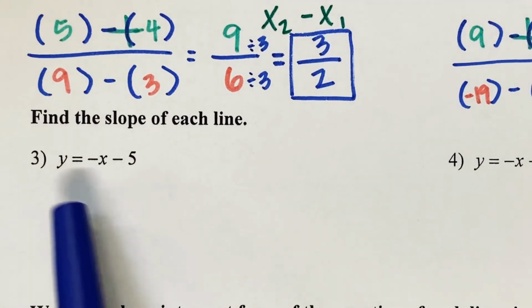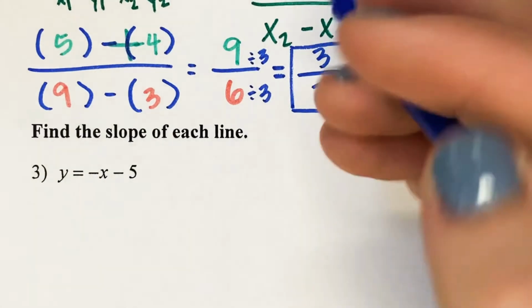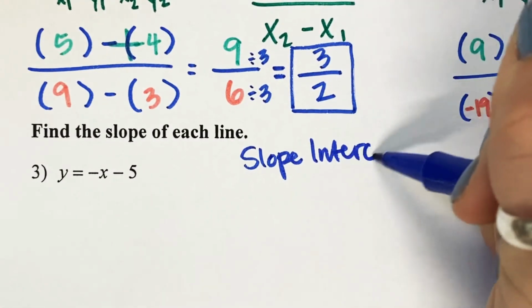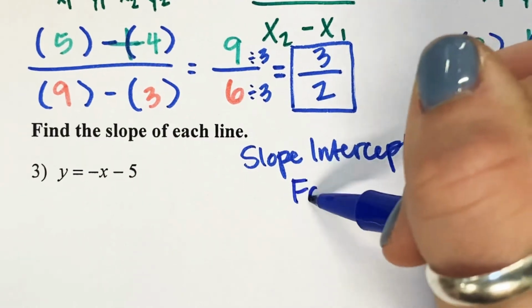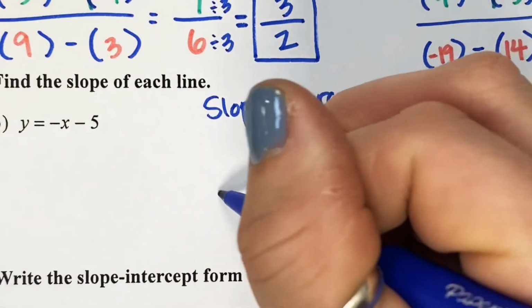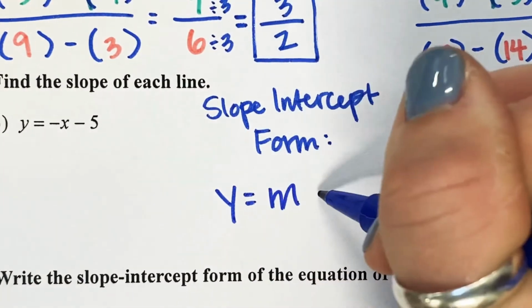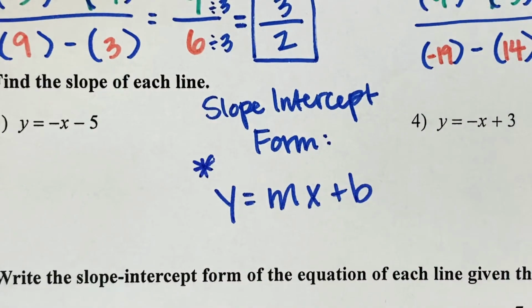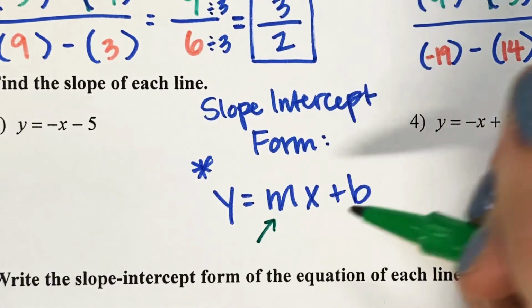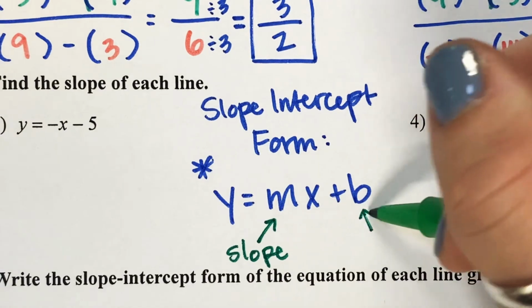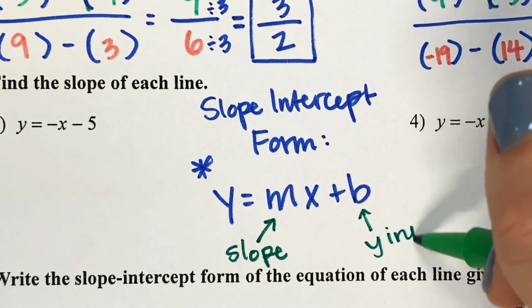Okay, well this equation is in slope intercept form, which we're going to talk more about today. Okay, well, slope intercept form is always written as y equals mx plus b. Okay, put a star by that, it's super important. Okay, and what do these letters mean? Well, our slope, which we're looking for, is always in front of our x. Okay, that b on the end, that's always our y-intercept.